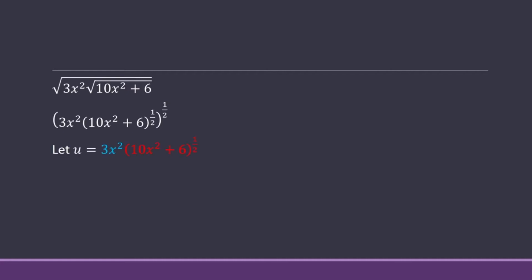The next thing we're going to do is make a substitution. We're going to let u equal the entire inside, which is 3x squared times the quantity 10x squared plus 6 raised to the 1/2 power. And du is the derivative of u, which we'll use the product rule for. So we'll take the derivative of 3x squared, which is 6x, keep 10x squared plus 6 to the 1/2 alone.